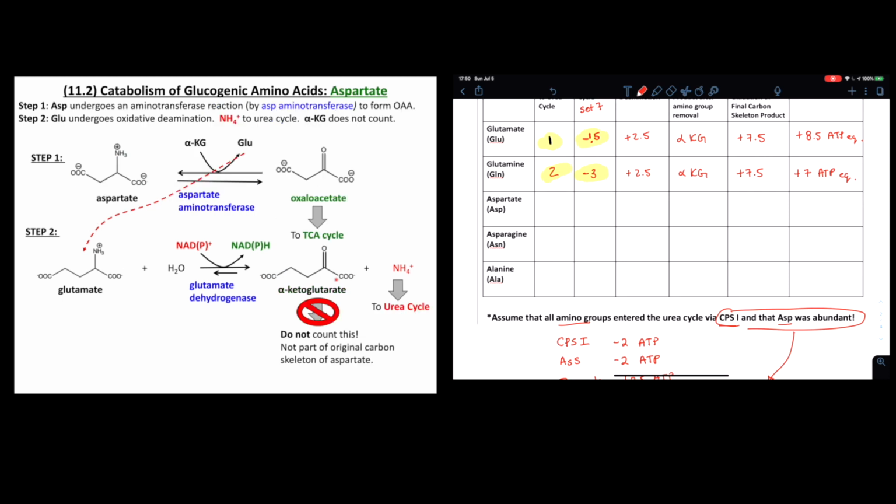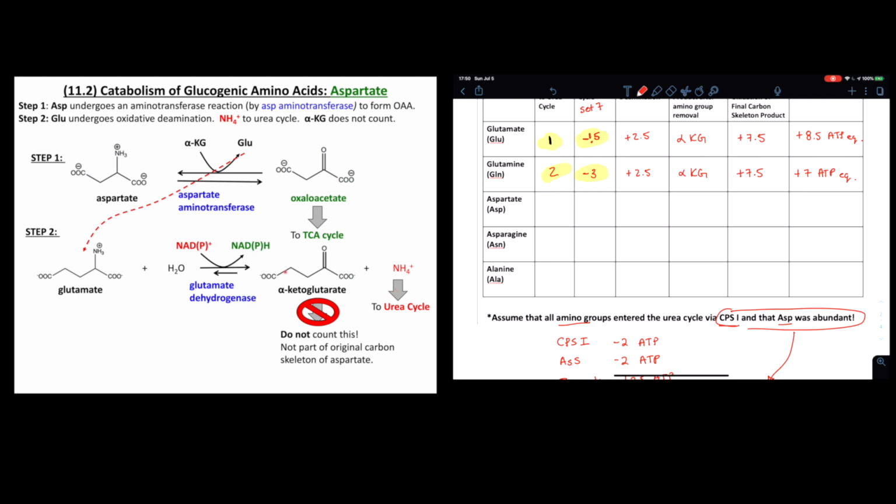Let's go to aspartate. So what aspartate is going to do is it's going to undergo an aminotransferase reaction. So we've seen this before. This is AST, aspartate aminotransferase. It's going to transfer the amino group onto alpha ketoglutarate to make glutamate, and then the carbon skeleton that's left over is oxaloacetate. Okay, this glutamate that gets produced here is going to undergo oxidative deamination to release the ammonia to go into the urea cycle.